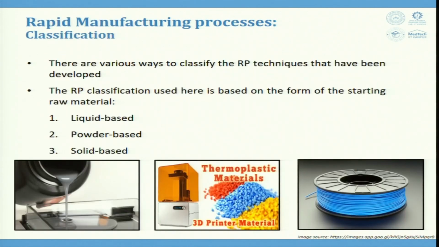Rapid manufacturing processes can be classified into various types, which are liquid based, powder based and solid based. There is a liquid that is helpful to manufacture something as a build or a prototype. Then we have thermoplastic materials, which are in the form of granules or filaments that become solid, and there is also a powder available. This powder form is another form.